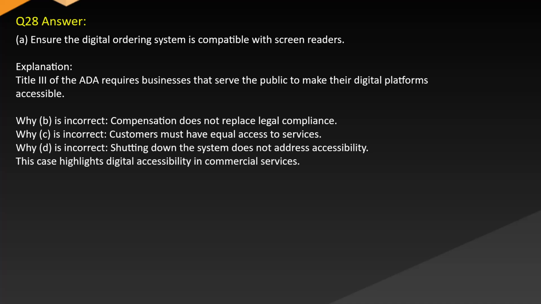Explanation: Title III of the ADA requires businesses that serve the public to make their digital platforms accessible. Why? B is incorrect. Compensation does not replace legal compliance. Why? C is incorrect. Customers must have equal access to services. Why? D is incorrect. Shutting down the system does not address accessibility. This case highlights digital accessibility in commercial services.